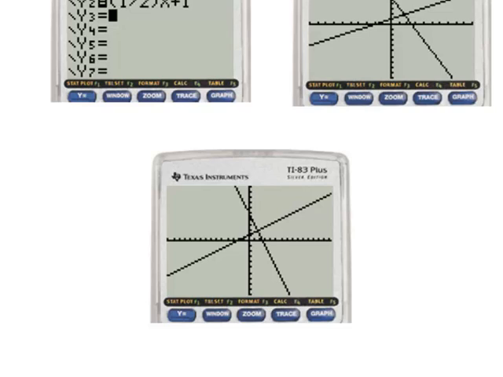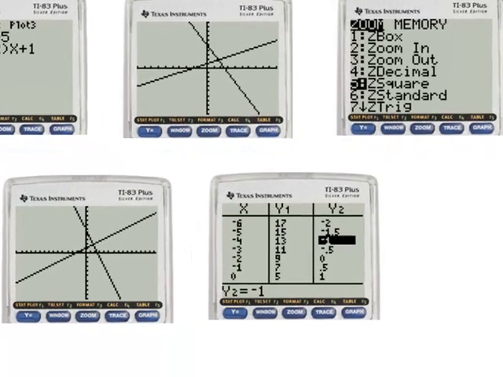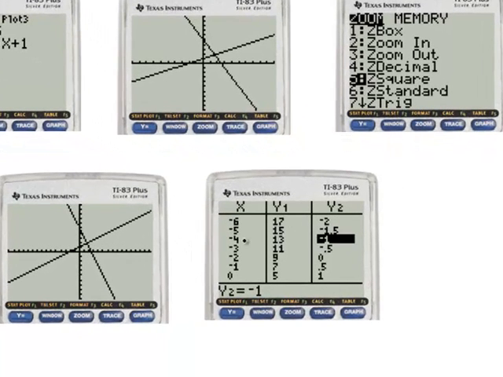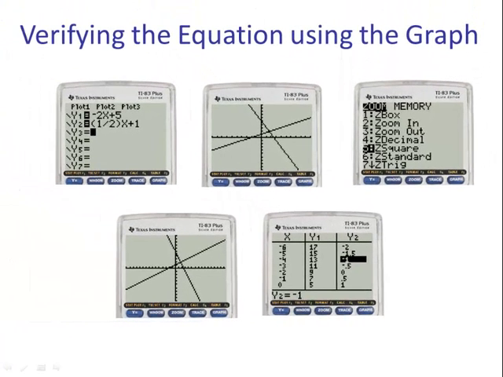The last thing that we need to verify is the point is on the graph. So we hit second graph, which is table. We go to where x is -4, and in the second equation we should see -1, and we do. So the point is on the graph and the equation is verified.